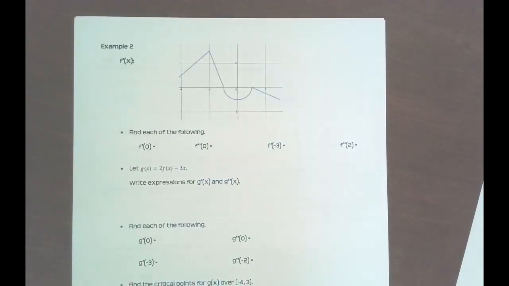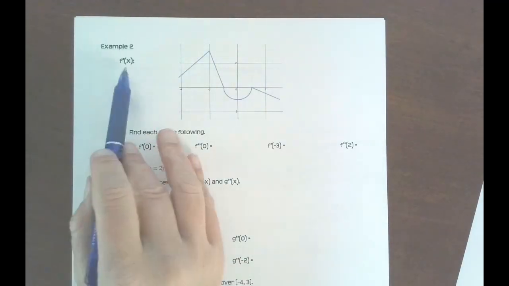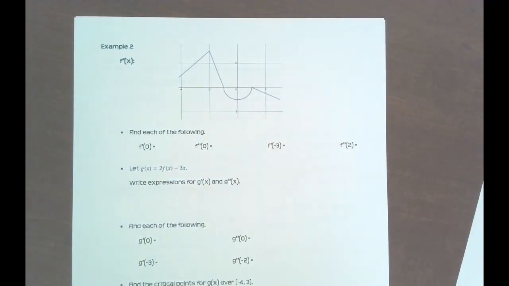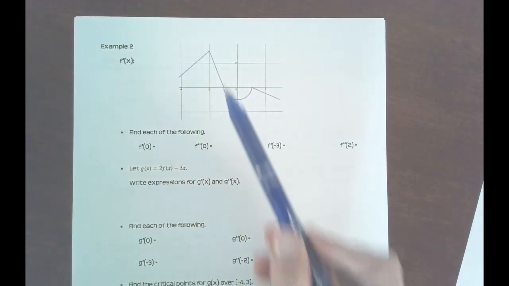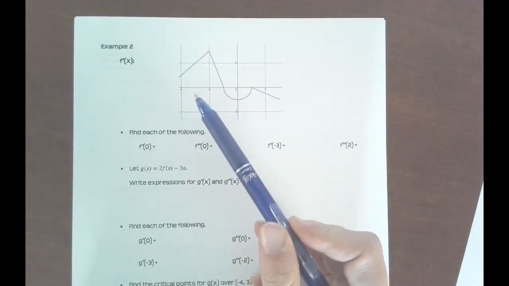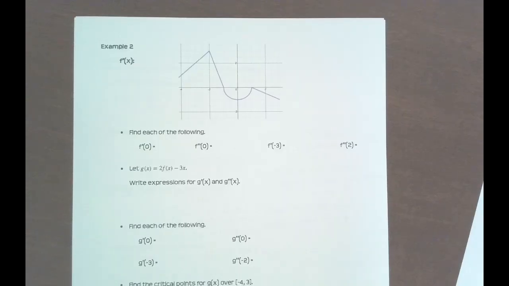Hi everyone. So this is another example of what we call graph analysis. Graph analysis is when I present you with a graph. Usually the graph I'm giving you is f prime, and I ask you all sorts of questions about the function itself. I do see some people trying to draw what the original function would look like. I would recommend not doing that.